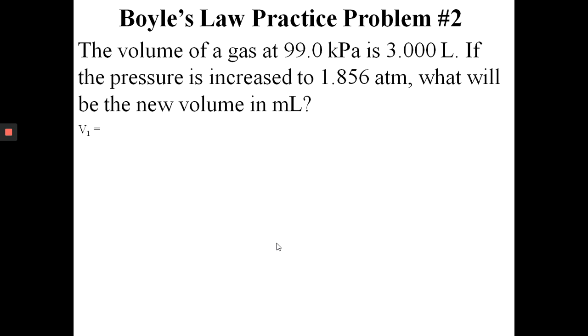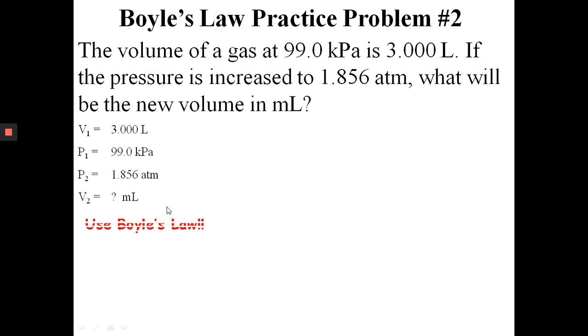So first of all, the volume is given. The first volume that's given to us is 3.000 liters. So I'm going to write it down. And at that volume, we are also given the pressure, which is 99.0 kilopascal. If the pressure is increased to 1.856 atm, so that's going to be the P2, the new pressure, and I'm going to write that down. What will be the new volume in milliliters, which is V2? So we are now solving for the V2 this time.